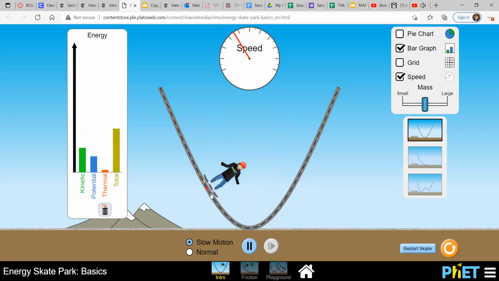So we can see how potential energy is tied to the position of a person in the gravitational field, and kinetic energy is dependent on how fast the person is going. Kinetic is tied to motion. Potential is tied to position.